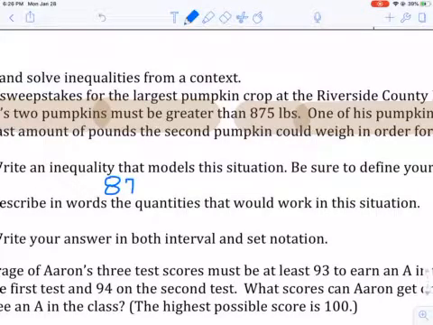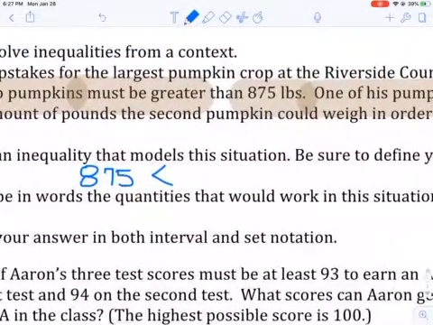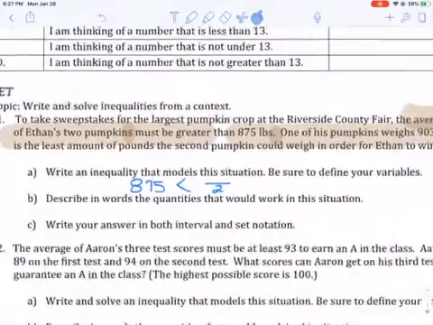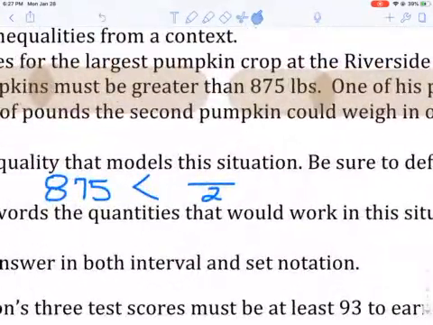Let's start with 875. I know whatever I'm dealing with has to be greater than it. Can't be equal to, has to be at least greater than it. Okay, and it mentions the average of 2 pumpkins. Find the average of 2 things. Have to divide 2 quantities by 2. Now I know one of them, it gives me this information that one of these pumpkins weighs 903 pounds.